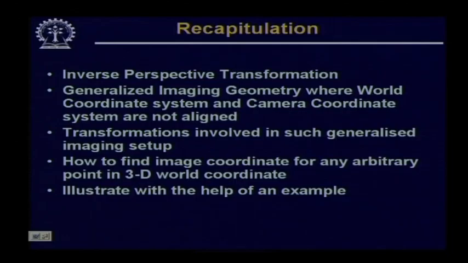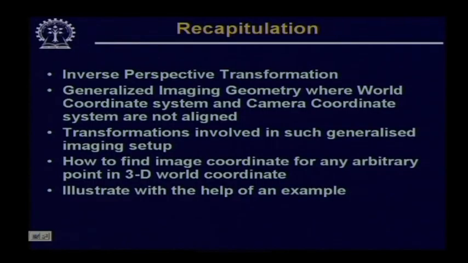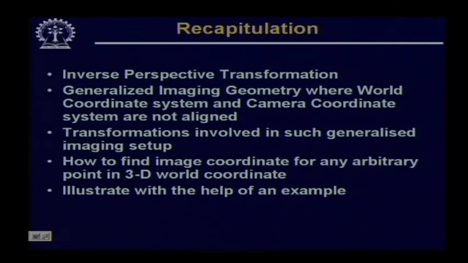So, what we have seen in the last class is, once we have the image points in an image plane, how to apply the inverse perspective transformation to get the equation of the straight line, so that the points on that straight line map to a particular image point on the imaging plane. Then we have seen a generalized imaging geometry, where the world coordinate system and the camera coordinate system are not aligned. And we have also discussed the set of transformations which are involved in such a generalized imaging setup. And then we have also seen how to find the image coordinate for any arbitrary point in the 3D world coordinate system in such a generalized imaging setup. And the concept we have illustrated with the help of an example.